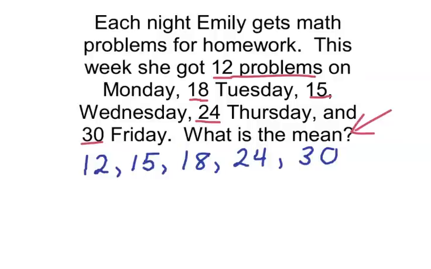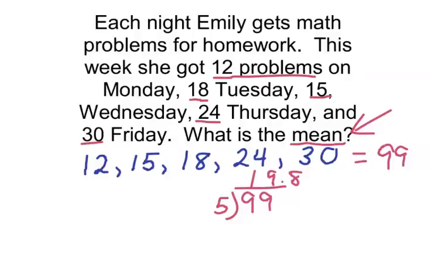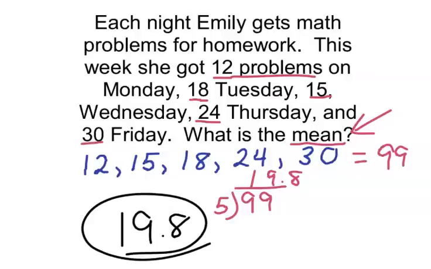But we need to find the mean, right? So we have to find the average. So we're going to do 30 plus 24 plus 18 plus 15 plus 12, and that's going to equal 99. So we're going to do 99 divided by however many numbers are in the data set, which is 5. 99 divided by 5 is 19.8. Okay, so our mean in this one is 19.8. So we add them all up, divide by 5. That's how we get the mean.